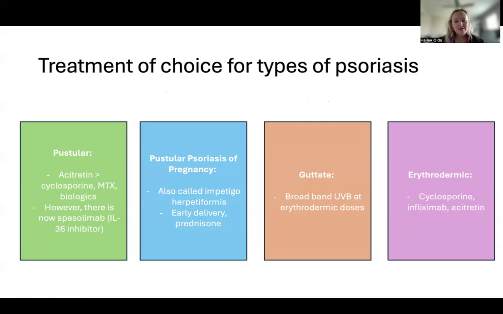And then pustular psoriasis of pregnancy. This can be treated with prednisone. That's kind of like the exception. Usually you want to avoid prednisone in psoriasis because it can cause rebound when you stop it. But in pregnancy, it's more of an emergency, so prednisone is appropriate in that situation.